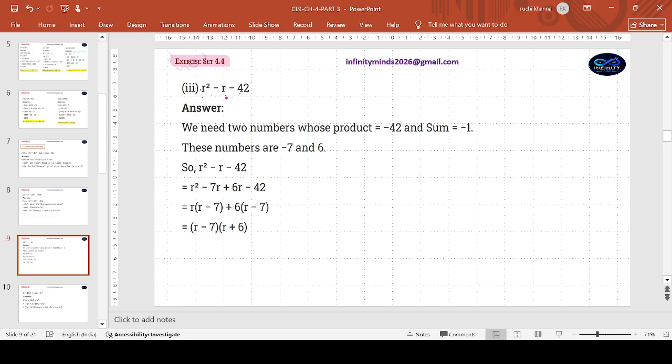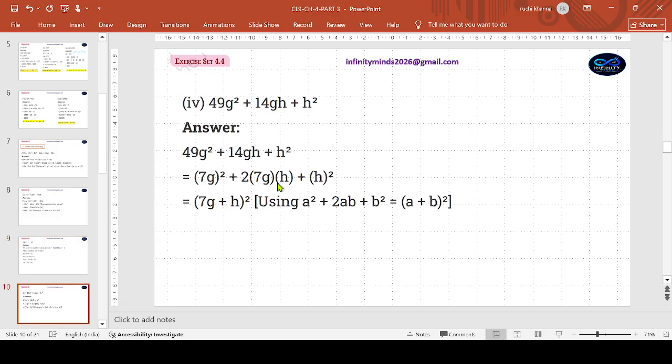So minus r shall be written as minus 7r plus 6r. Minus 7 plus 6 shall give me a minus 1. Now taking common, from these two, r common: r minus 7. From 6 common: r minus 7. R minus 7 is repeating, so the bracket comes, take it out, and r plus 6 will be left. It's very simple once you get used to it and you practice it. Okay, we'll go to the next now.